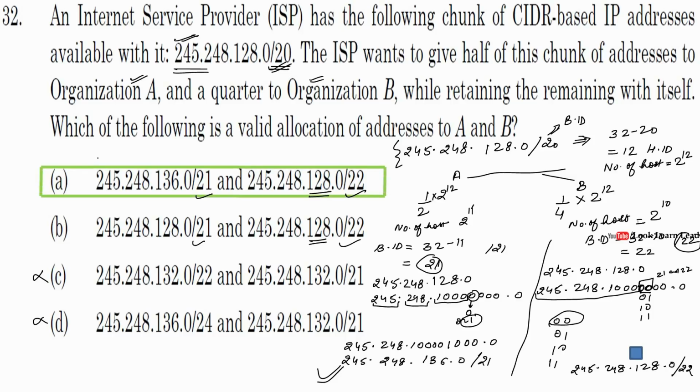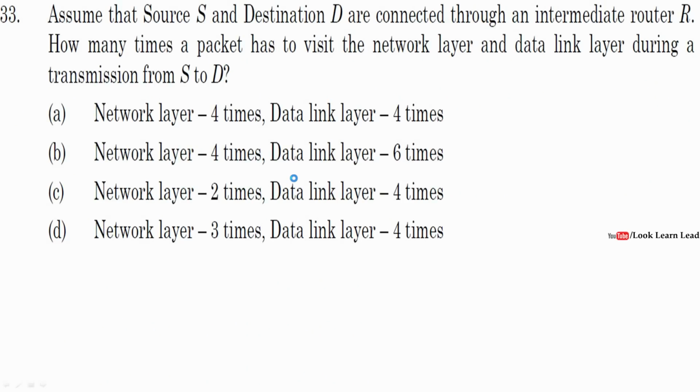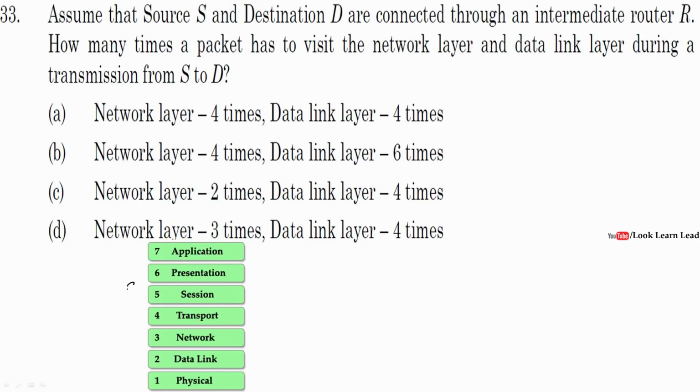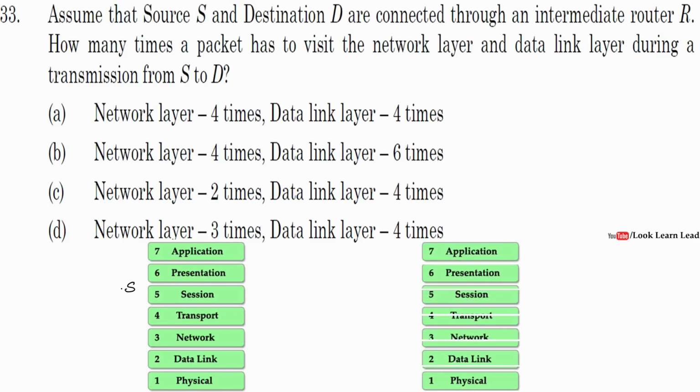A is our answer. Okay, this is our question. Next question. Assume the source and destination are connected through an intermediate router. Let it be source S and destination D, and both are connected through a router R.